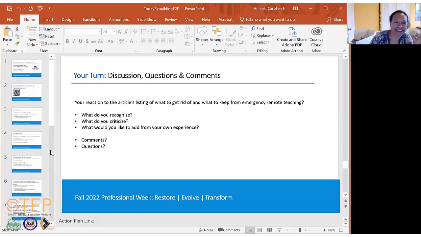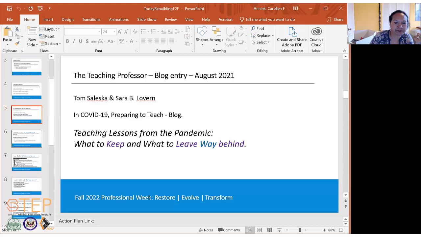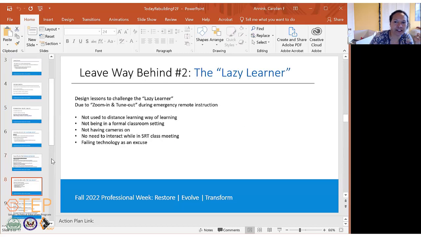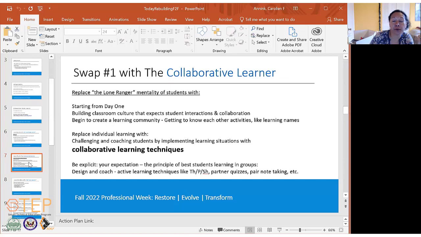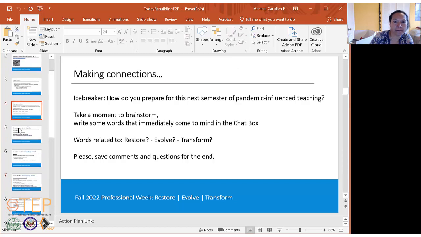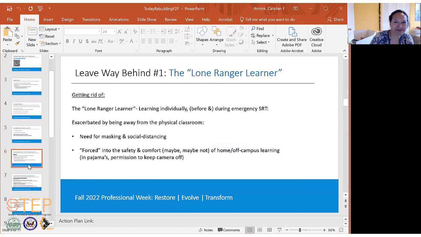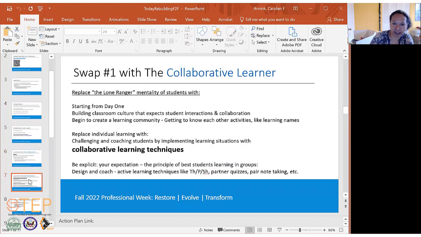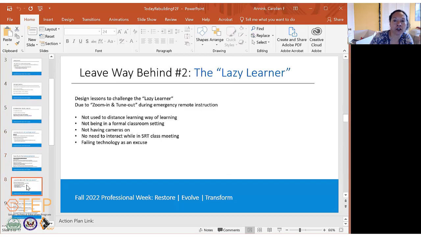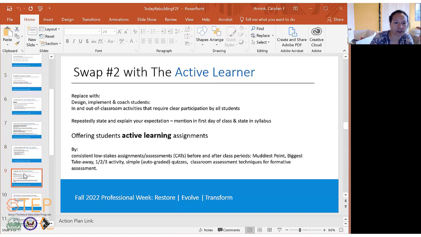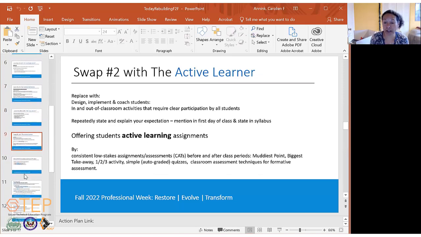So hold on just a sec. Let me find, it's the collaborative learner that would be an antidote to the lazy learner. The Lone Ranger learner swaps for the collaborative learner, and the lazy learner for the active learner. So that's what we want to swap. That's what we want to leave behind and prepare for our face-to-face classes. Keep in mind when preparing for our face-to-face classes.